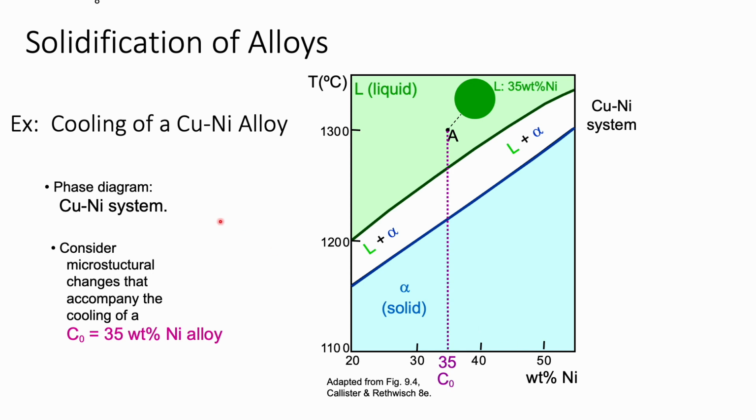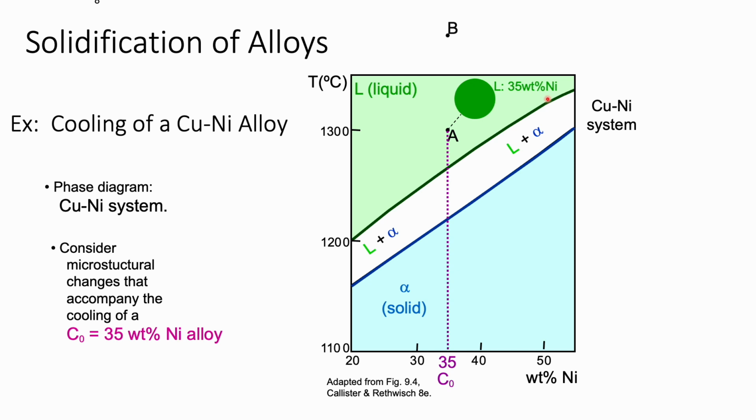Now we move to the topic, solidification of alloys. So the main difference between pure metal and alloys is that in alloys you have composition change during the transition from liquid phase to solid phase. Here the example is copper-nickel alloy. So you can say in this phase diagram, at point A, you have the composition based on 35% of nickel.